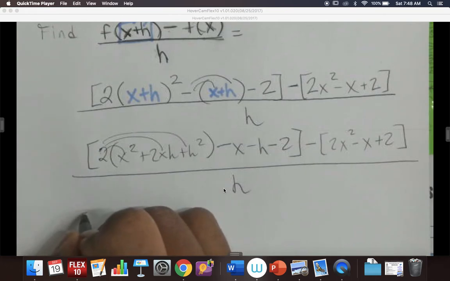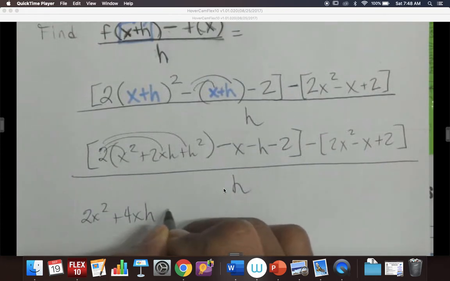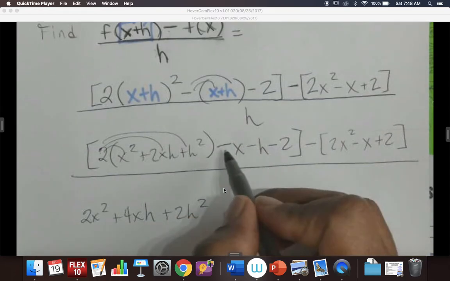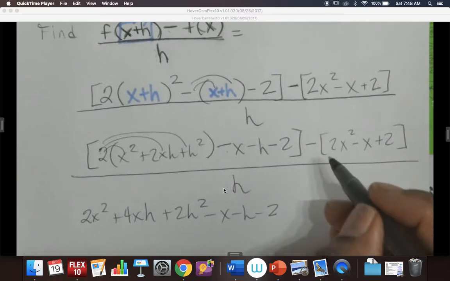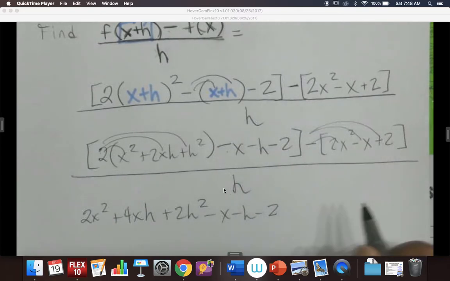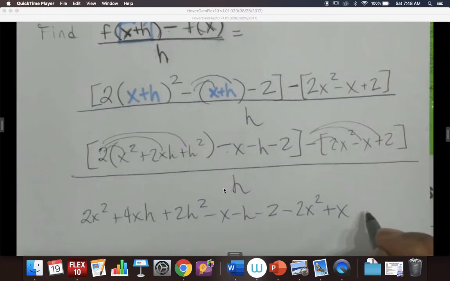So I have 2x squared, I have 4xh, and I have 2h squared, and then again minus x minus h minus 2. And now I have enough where I can just multiply that negative in, minus 2x squared plus x minus 2.